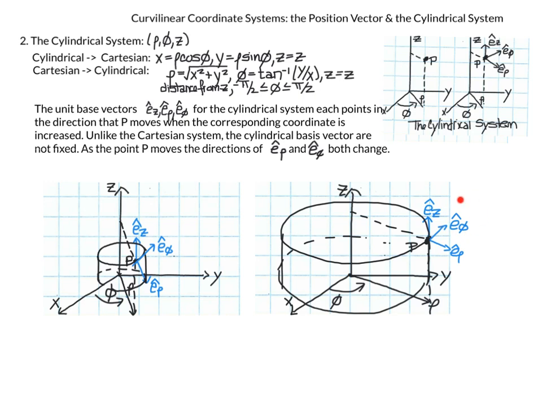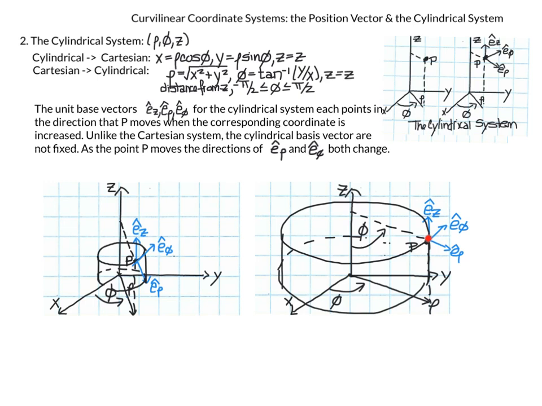Now let's consider the basis vector for phi. So remember, phi starts out at the x-axis at 0 degrees. And let's just draw our phi in here. And then as we increase, we go up to pi over 2, we go to pi. When we get back at the negative x-axis, we come to 3 pi over 2, and then we come to 2 pi. So what you see is our phi follows the circle of the cylinder.